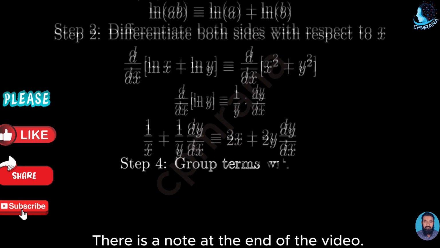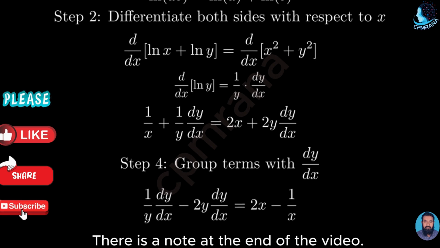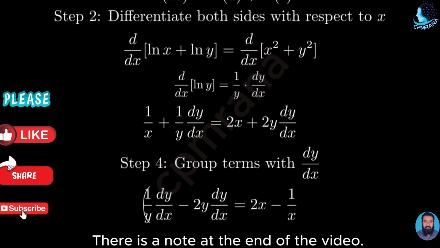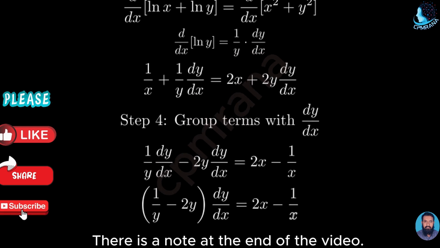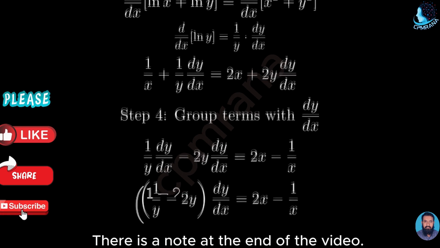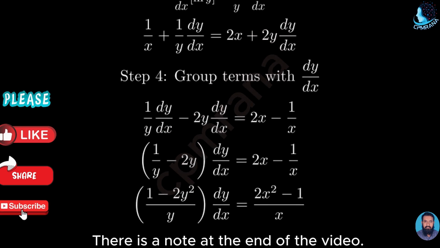First, let's move all terms with dy/dx to the left side and all other terms to the right side. Next, we can factor out dy/dx on the left side. This gives us the quantity 1 over y minus 2y times dy/dx equals 2x minus 1 over x. To simplify the left side further, let's get a common denominator. 1 over y minus 2y can be written as 1 minus 2y squared over y.